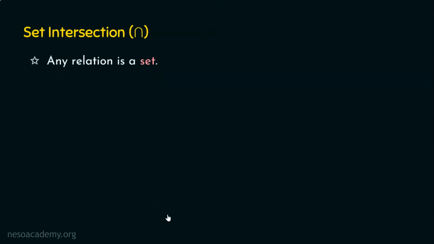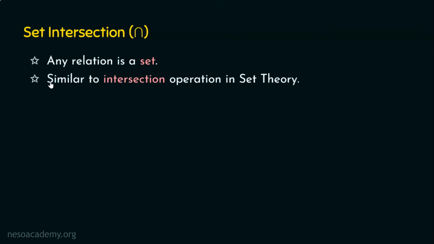We know basically any relation is a set, and that is why it is named relational algebra, because it has a close correspondence with the mathematical concept, set theory. So when we say that any relation is a set, then obviously all the properties that are applicable for sets are also applicable for relations. And obviously in set theory, we have the set intersection operation. Likewise, set intersection is applicable in relational algebra also. That's why the second point says this set intersection is similar to the intersection operation in set theory.